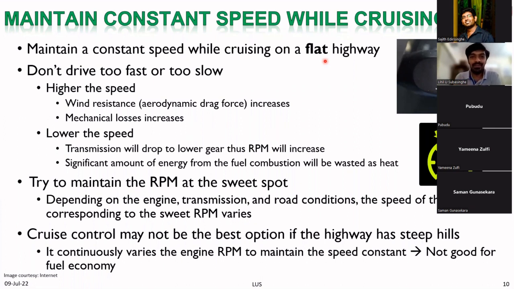Basically, what you need to do is hit the sweet spot RPM, maybe 2500 RPM. So you reach that particular RPM and then maintain that speed. But depending on the vehicle, the transmission system, as well as the road conditions, at 2500 RPM, which is let's say the sweet spot of your vehicle, the speed could vary from one vehicle to another. At 2500 RPM, one vehicle could be traveling at 60 kilometers per hour, another vehicle at the same RPM may be traveling at 80 kilometers per hour, and one vehicle may be just 50 kilometers per hour, depending on the engine capacity and also the transmission system.